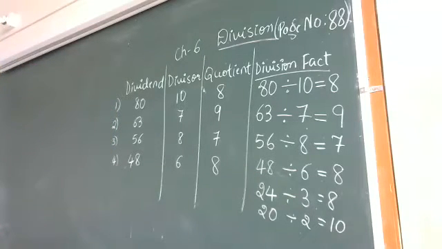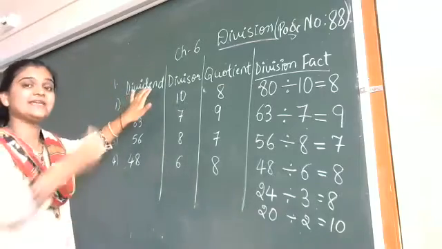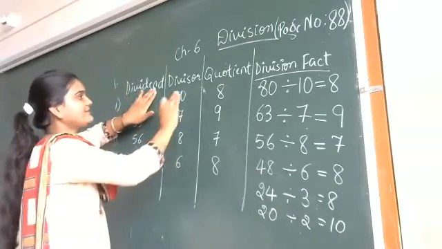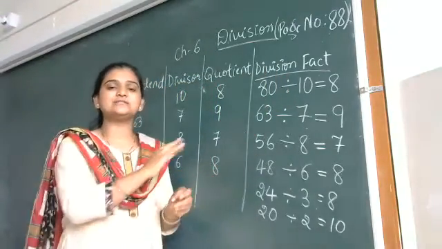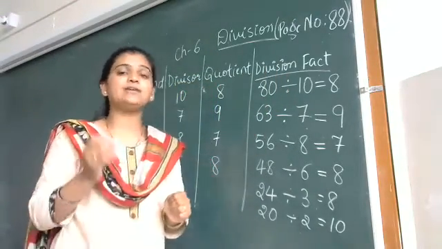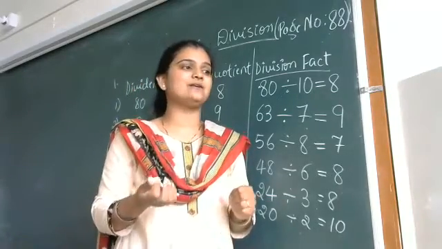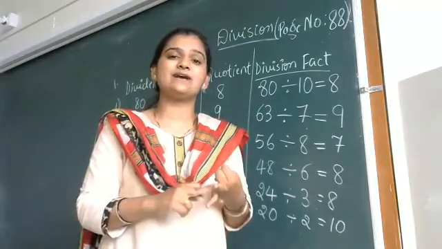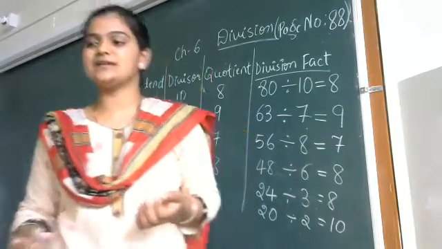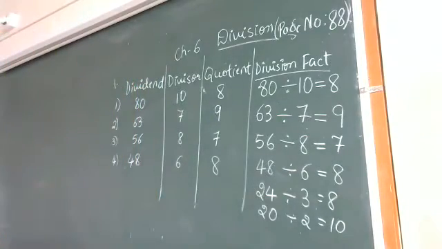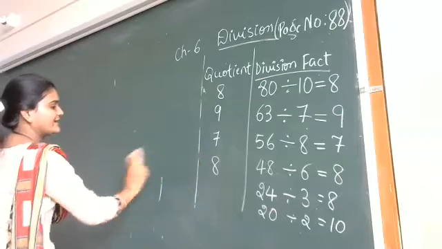Next, they have given here directly. This was our first question where they have given it in a table form, dividend, divisor, quotient, and we are supposed to write the division fact. This was very easy. What if they give you repeated subtraction? How to understand which is dividend, which is divisor and what is our quotient? So the next question is: write the division fact in the box given below for each of the following.